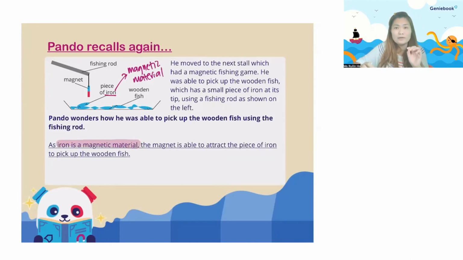Do take note, you cannot put down "iron is magnetic". You get it wrong, because it's a different meaning. When you say something is magnetic, it means that that object is a magnet. So this iron piece on the wooden fish is not a magnet. It's just a magnetic material. The word material here is very important. So you need to state down "iron is a magnetic material". So the magnet is able to attract the piece of iron. So that's how it's able to pick it up. All right, so far so good.